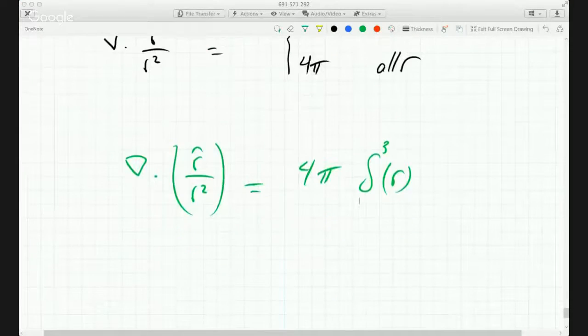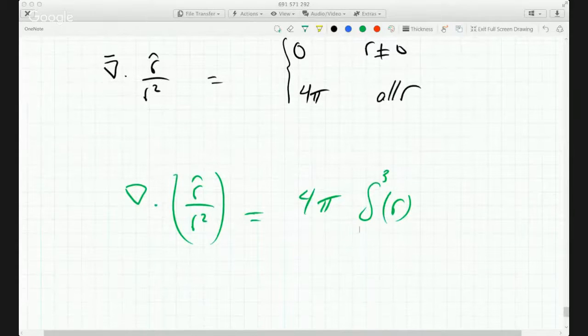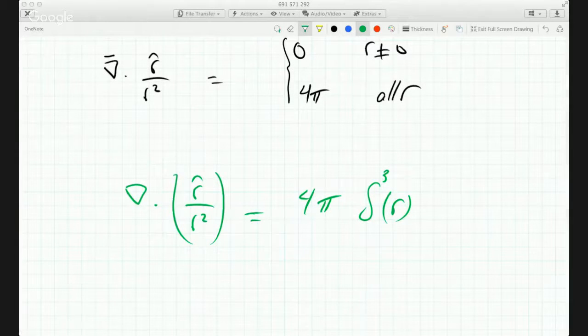So what that means is when r equals 0, this guy becomes 1, and the answer is 4 pi. And when r is anything other than 0, the answer will be 0.